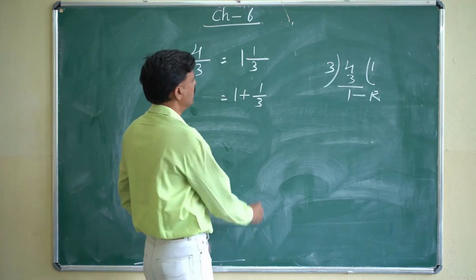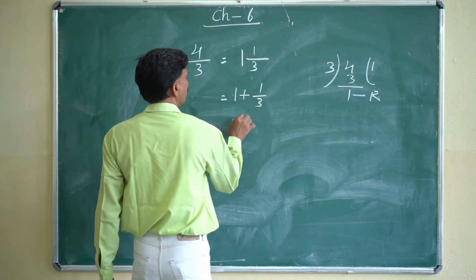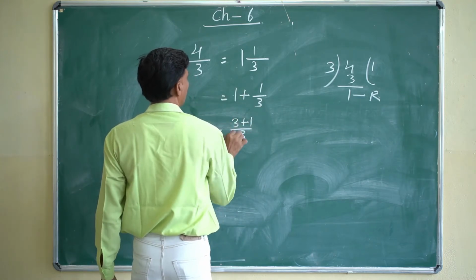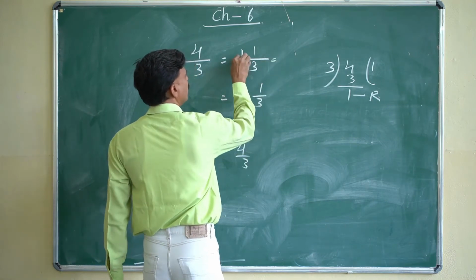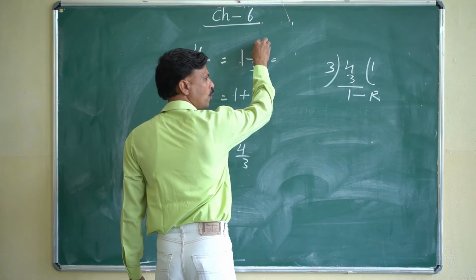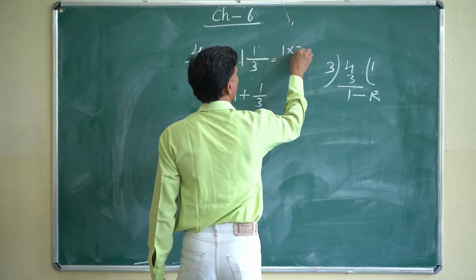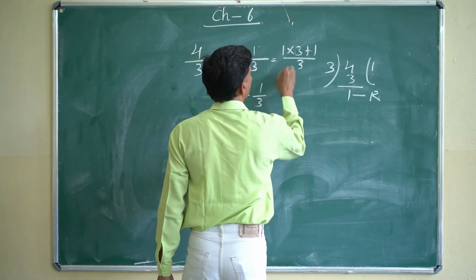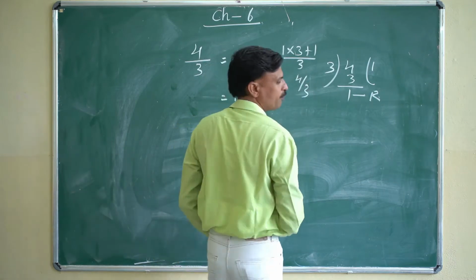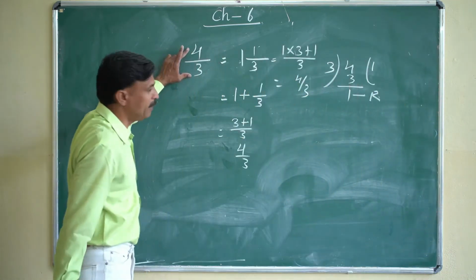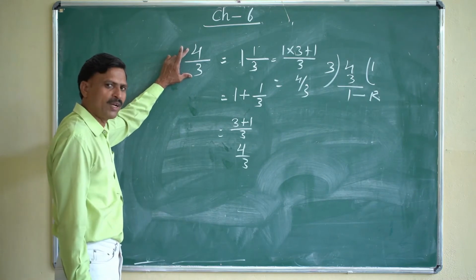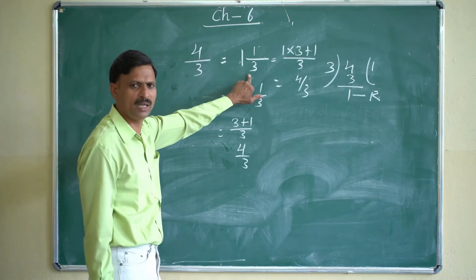When we solve it, 3 into 1 is 3, plus 1 by 3, that is 4 by 3. Also you can write 3 plus 1, 4. 1 into 3 plus 1 upon 3, that is 4 by 3. So this improper fraction can be converted into a mixed fraction.